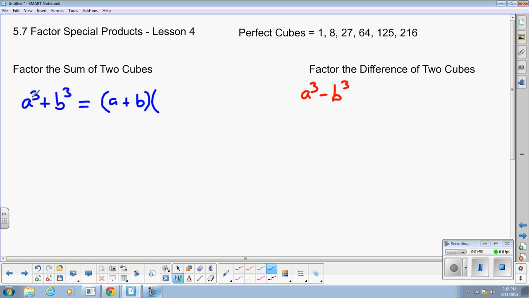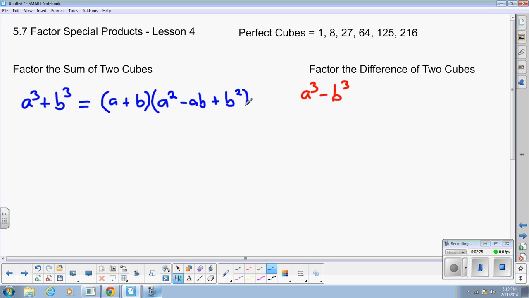To then get to a cubed plus b cubed, the first term inside the second set of parentheses is a squared. And you can see if you multiply a times a squared, you will get a cubed. The next term is going to be minus a times b, and then it's plus b squared.